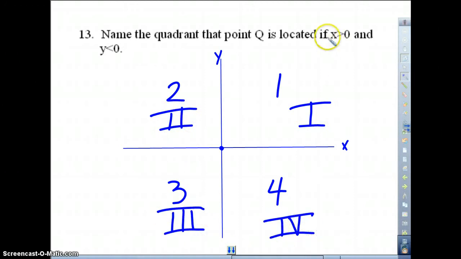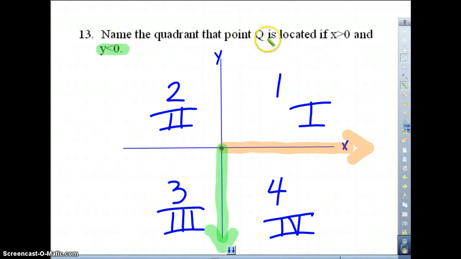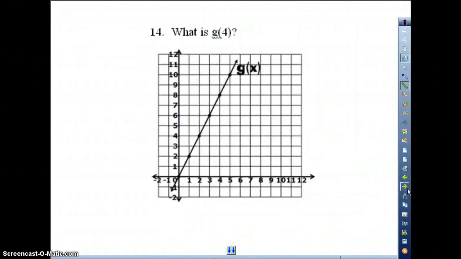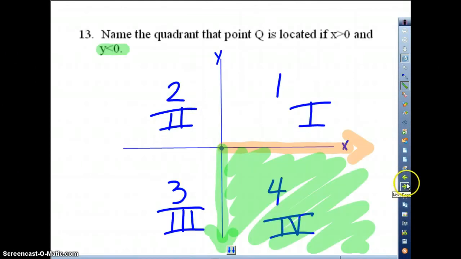Okay, x is greater than 0. From the origin, aren't these your x values greater than 0? Yeah. Going in this direction. Yes. Okay? Then it says y is less than 0. Start at the origin. Going downwards, aren't these y values less than 0? Yes. So point Q falls in which quadrant? Quadrant 4, that's right. Quadrant 4. Okay, so you were so smart on that one. We'll have another one of those in a minute.